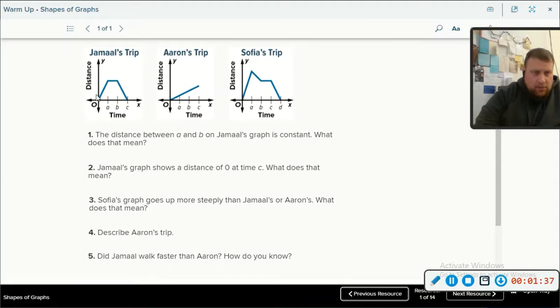Did Jamal walk faster than Aaron? How do you know? Well, I know he did walk faster than Aaron, and I know that because his graph is steeper, a steeper graph. So he covered more distance over less time, which means he walked faster, or ran faster, rode faster, whatever he did, he did it faster.